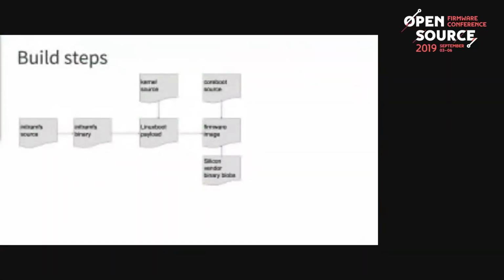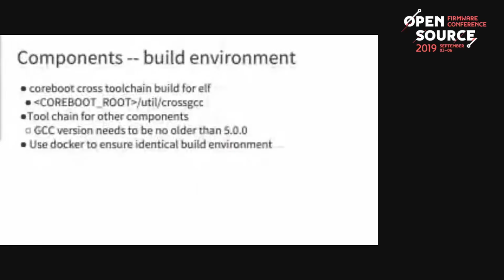So next part is a build system design. Here is the general build process. We use the initramfs source and build the initramfs binary. That together with the kernel source, we build the LinuxBoot payload. Now with the LinuxBoot payload, a coreboot source and silicon vendor binary blobs, we get the firmware image and flash it on the flash, and then it boots up.